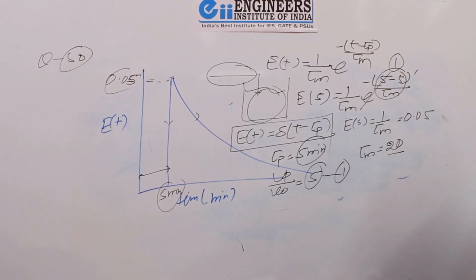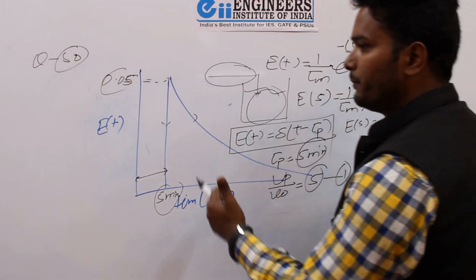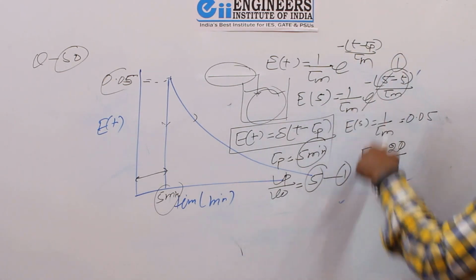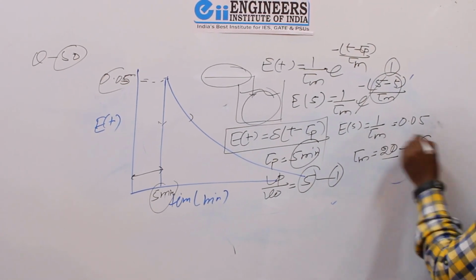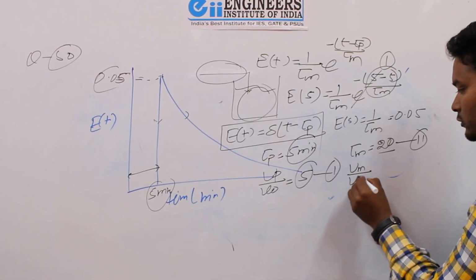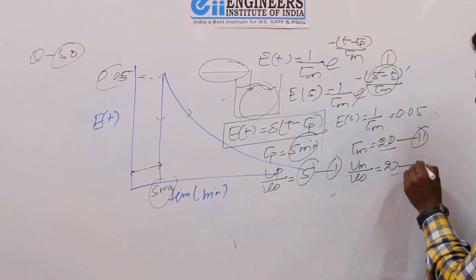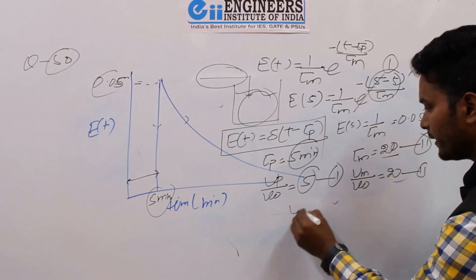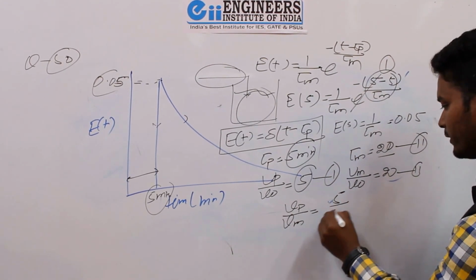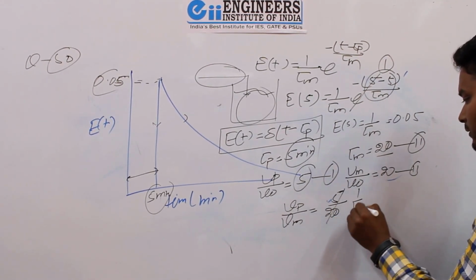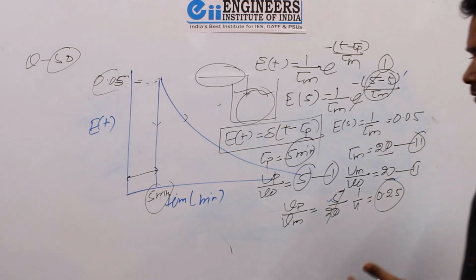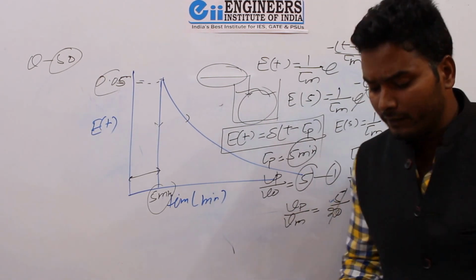Now they have asked for the ratio of the volume of the PFR to the volume of the CSTR. The volume of the PFR you have found from equation number one. Similarly, you can write V_m, the volume of the mixed flow reactor, upon the volumetric flow rate, which is 20. If you divide equation one by the second, you will get V_p upon V_m equal to 5 upon 20, which is 1 by 4, simply 0.25. This is the ratio. This is your question number 50 for CRE.